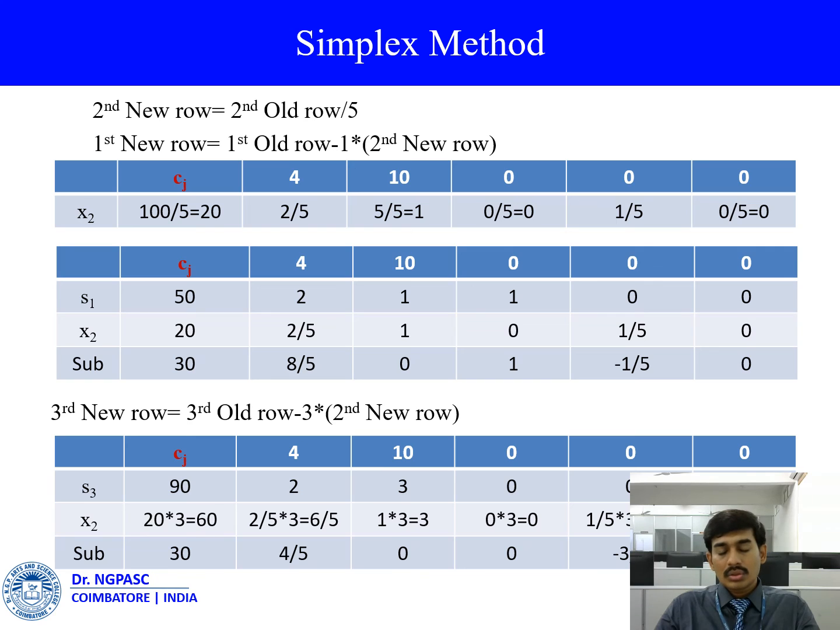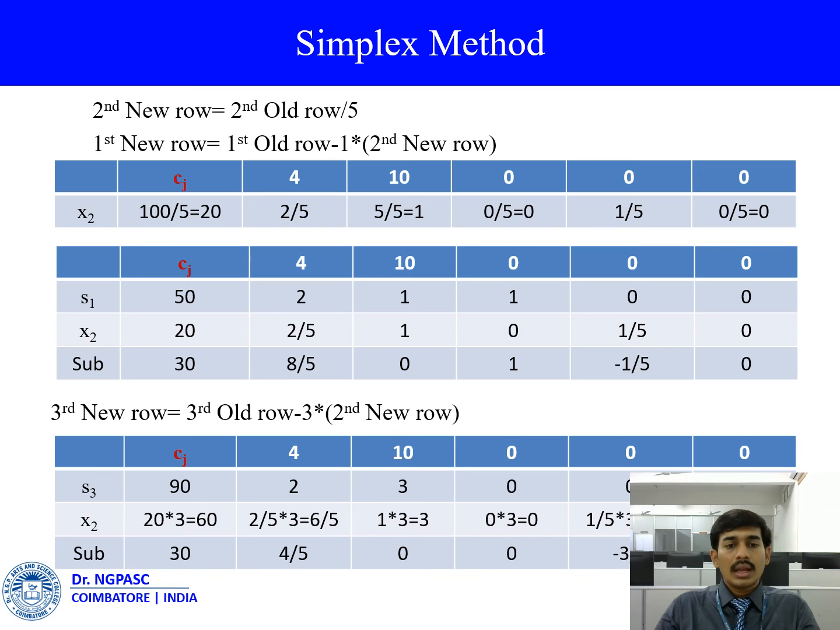So 20 into 3 equals 60. 2 by 5 into 3 gives 6 by 5. Then here 3, here 0, then here 3 by 5. The next one here is 0, so 0 into 3 equals 0.